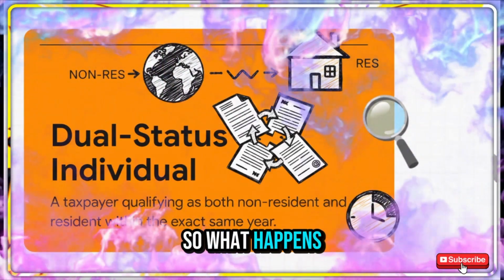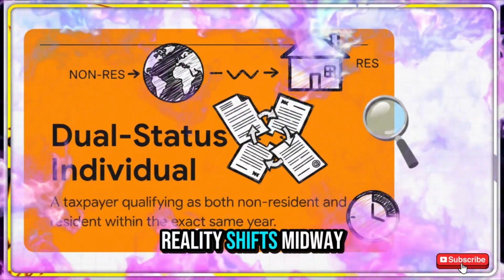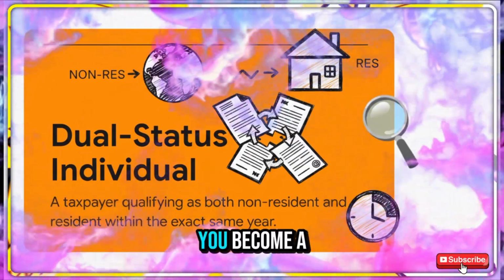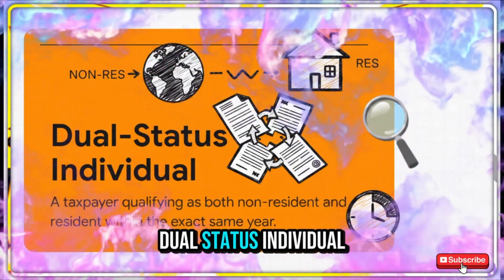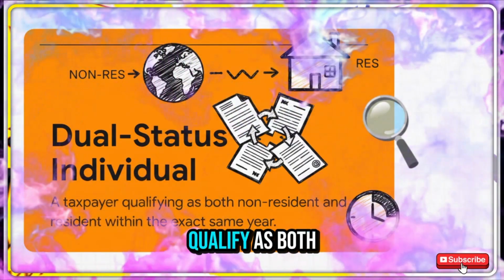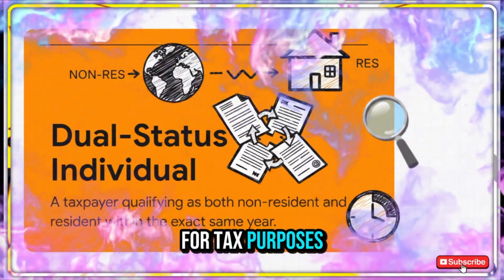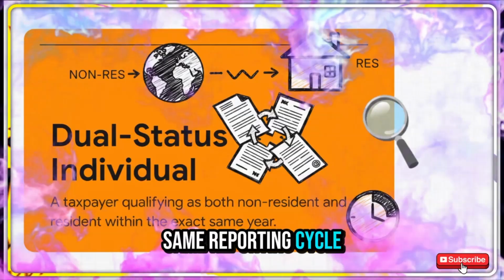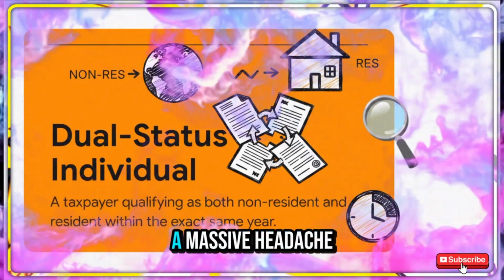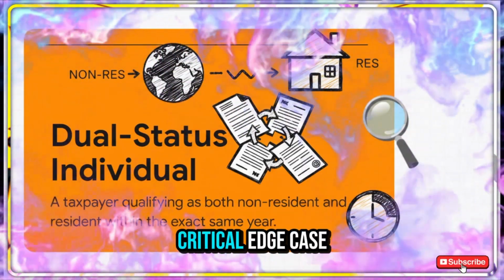So what happens when your physical and legal reality shifts midway through the year? You become a dual status individual. This means you qualify as both a non-resident and a resident for tax purposes in the exact same reporting cycle. As you can imagine, this is a massive headache and a highly critical edge case.